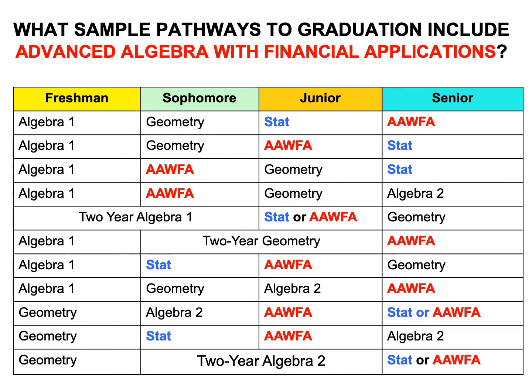There are many sample pathways to graduation that can include advanced algebra with financial applications, abbreviated AAWFA in this graphic. Typical is Algebra 1, Geometry, Financial Algebra, and then a STAT course. Notice that 2-year sequence of Financial Algebra and STAT can replace the daunting Algebra 2 and Pre-Calculus for struggling students. There are other variations of the places you can offer these courses on this chart.